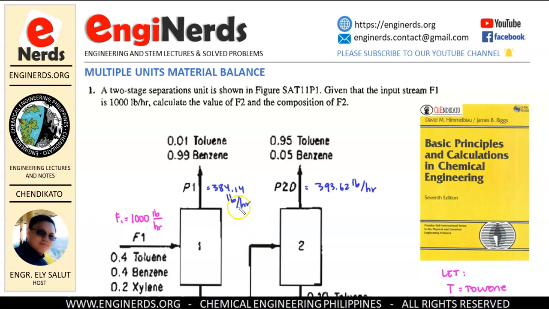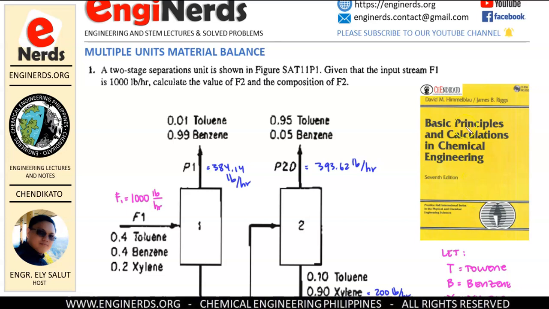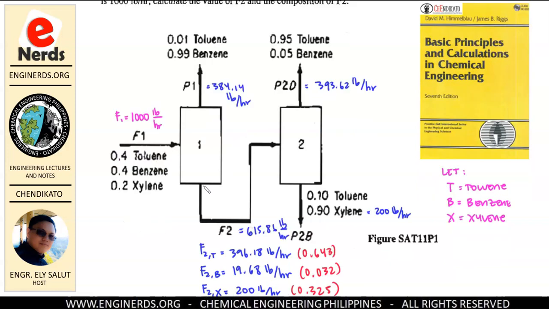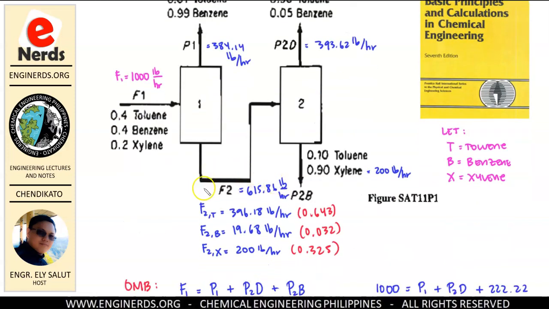Hi guys, today we're going to solve a multiple units material balance problem na nanggaling dito sa Basic Principles and Calculations in Chemical Engineering by David Himmelblau and James Riggs. Okay, so we have two units here in which we need to calculate the value of our F2 stream right here and its components.